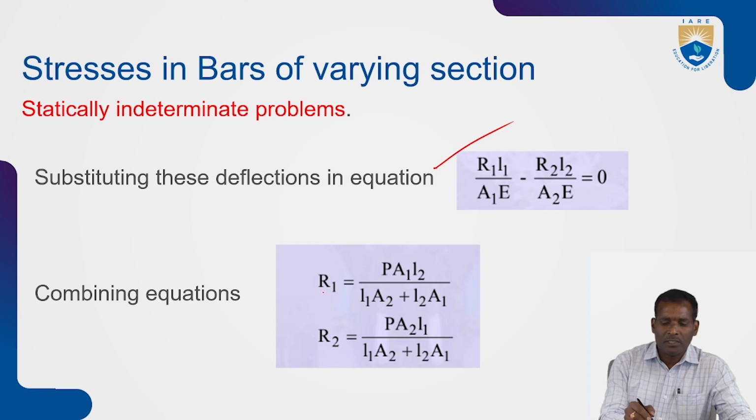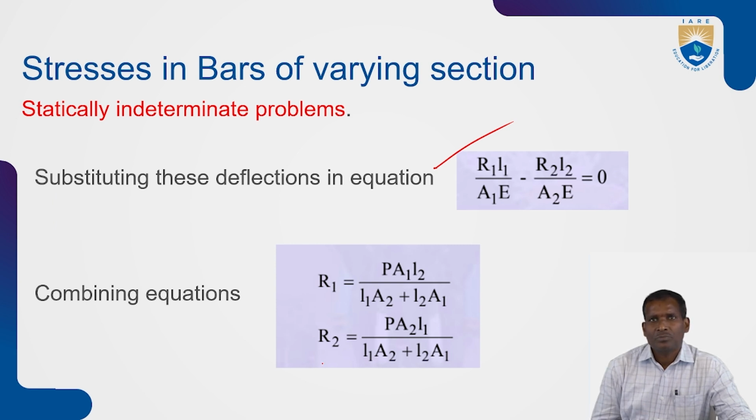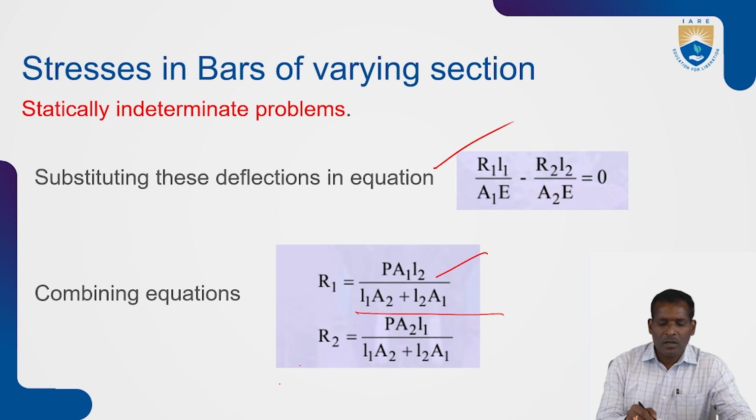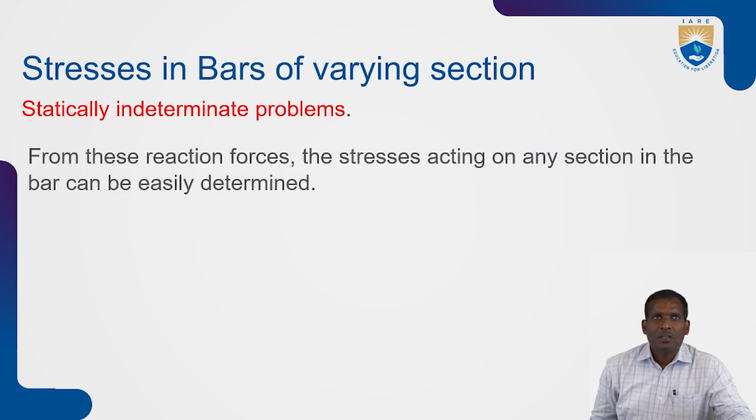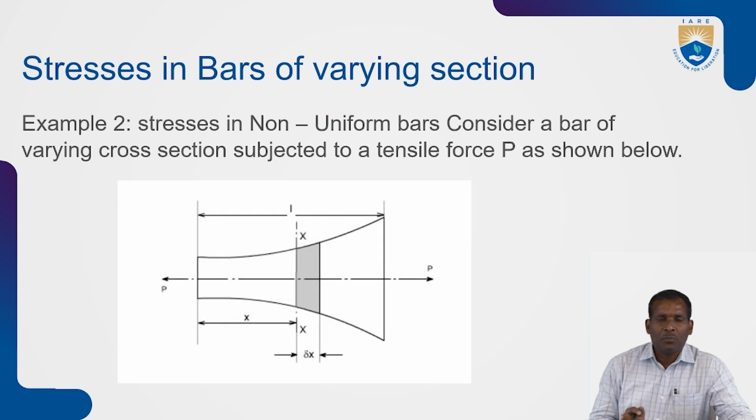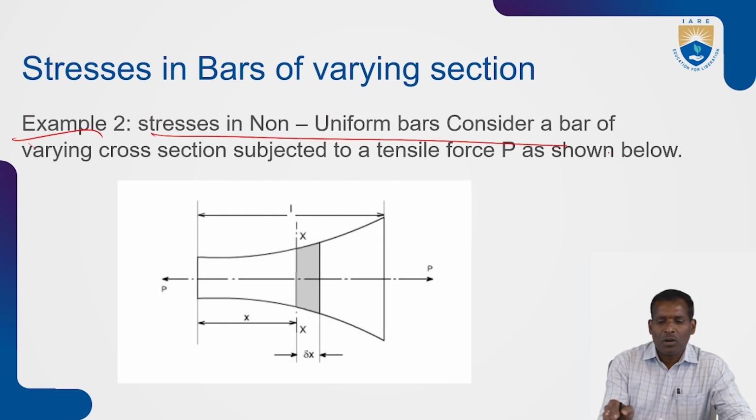Combining the equations, R1 equals P A1 L2 by (L1 A2 plus L2 A1). Similarly, R2 equals P A2 L1 by (L1 A2 plus L2 A1). From these equations, the reaction forces and the stresses acting on any section in the bar can be easily determined. Now example 2, the stresses in non-uniform bars.